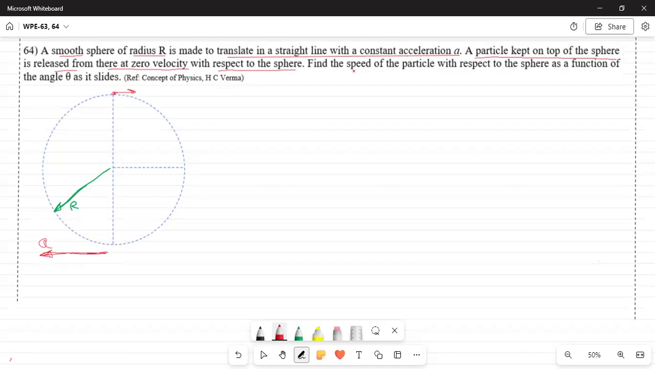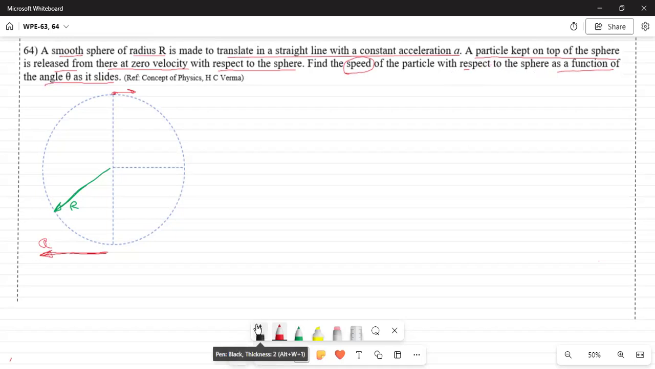Then the question is, find the speed of the particle with respect to the sphere, because the sphere itself has a speed, do not consider that. With respect to the sphere, what is the speed of this particle as a function of angle theta as it slides?